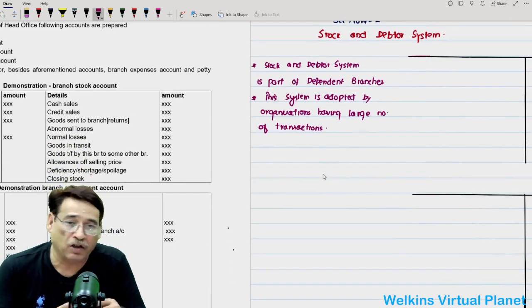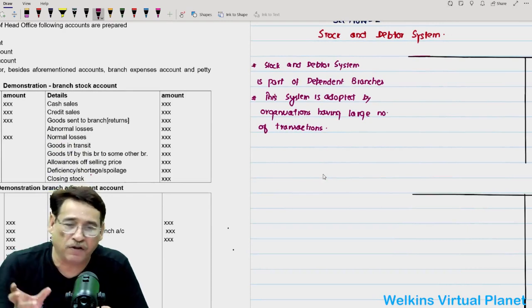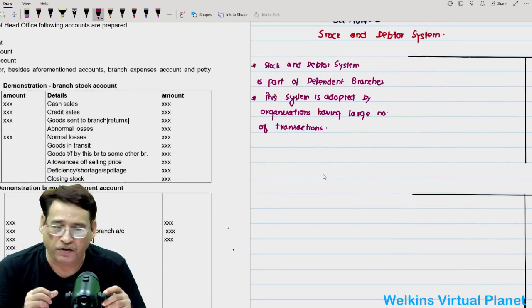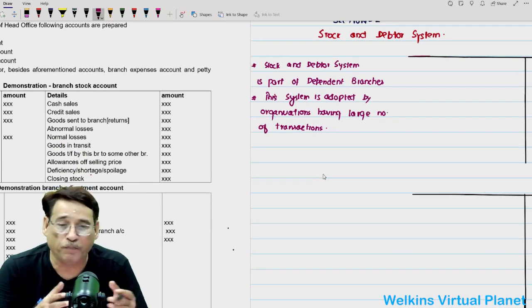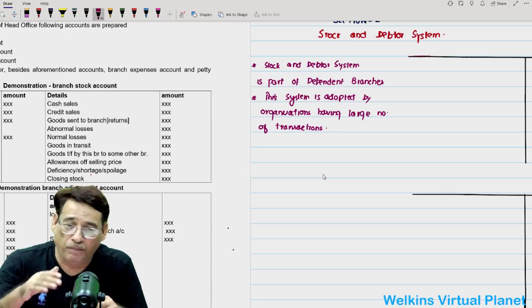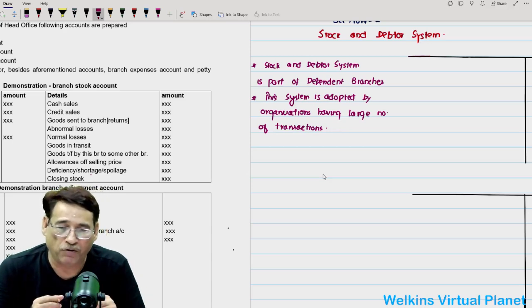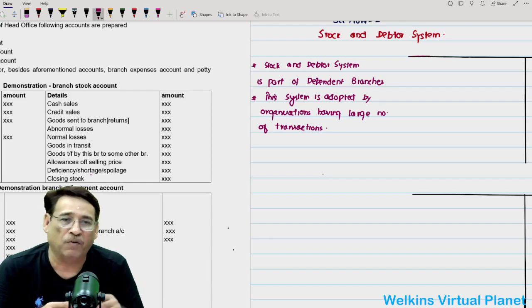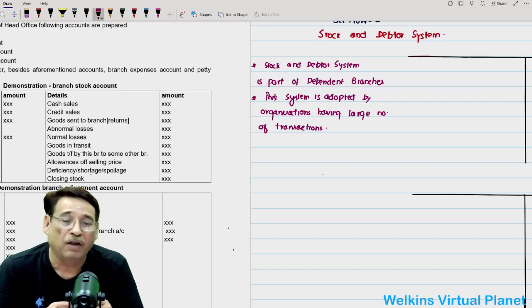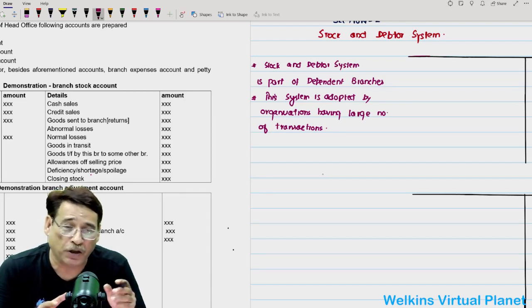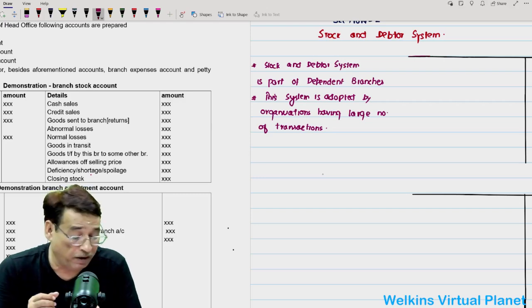We will see that the stock and debtors system is a pretty wider system in comparison to the debtors system. Why? Because we would see later on that under this particular system, we have to prepare a higher number of accounts than under the debtors system. If you remember, under the debtors system there was a branch account and another ledger, that is the debtors' ledger, whereas here we will see that nearly 4 or 5 accounts we are supposed to prepare. So in that way, we may say that this is a wider system, correct?